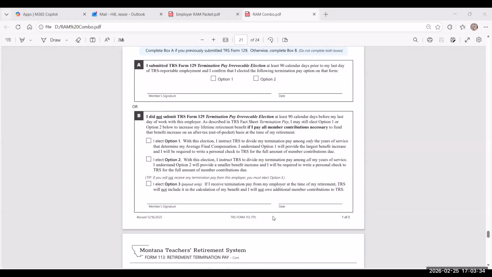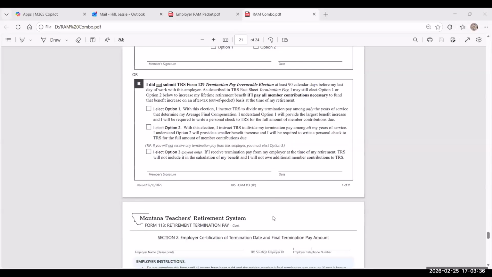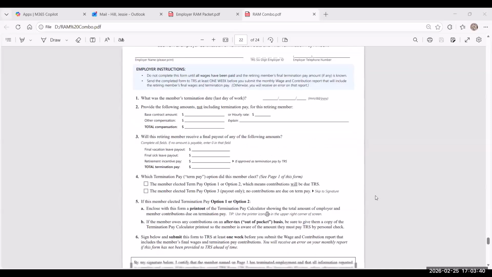So you guys are going to, again, hang on to this until a week before you submit your final report. And then you would complete this back section with the final contract amount, other compensation, and then also what the final total termination pay is right here. And then you're going to indicate the member elected termination pay option one or two, and then contributions will be due to TRS in that scenario. Or did they choose option three, which is a payout only, and no contributions are due on termination pay from you guys?